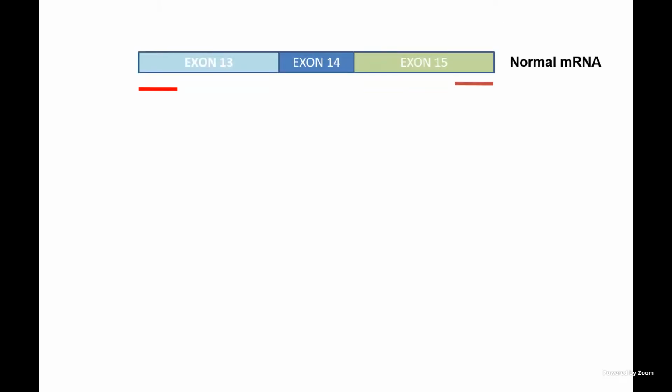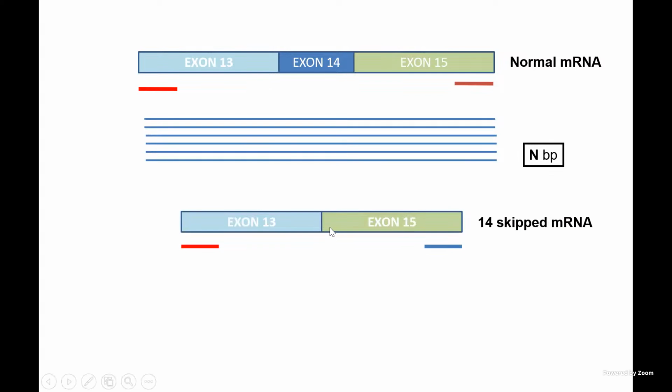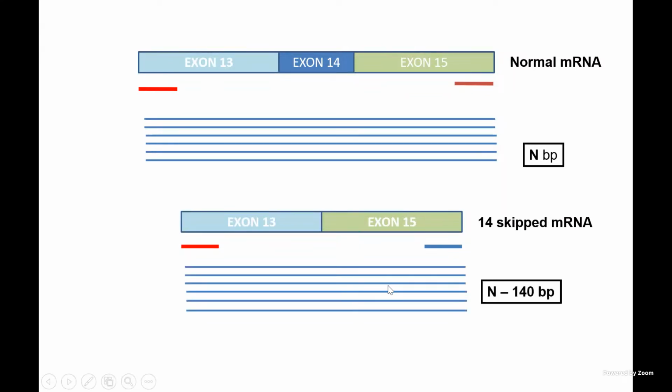So this is a normal mRNA. So it has a number of base pairs. So here the exon 14 is intact. But what happens when there is an exon 14 skipping? So what will happen? The reading will be done. So n minus 140 base pairs, because 140 base pairs are attributed to exon 14.